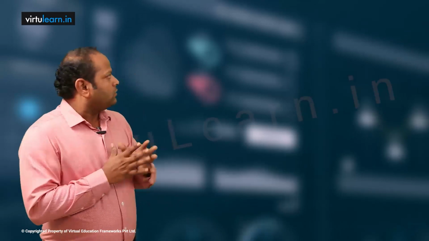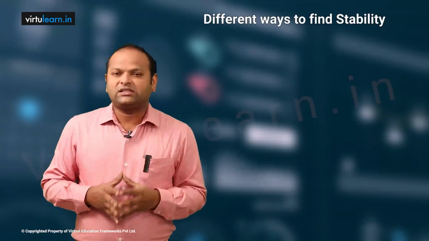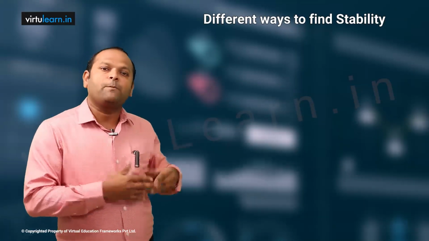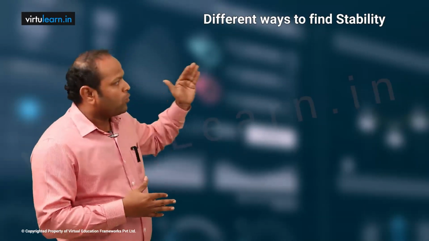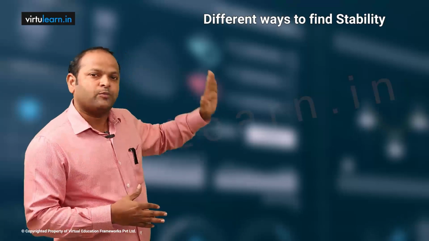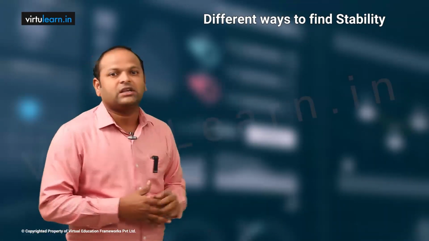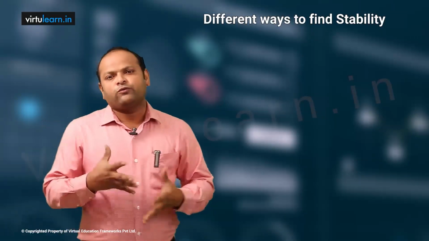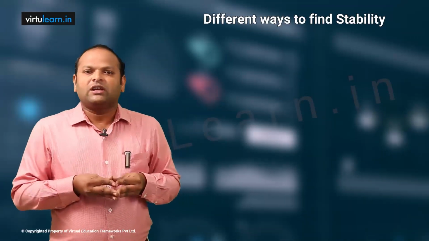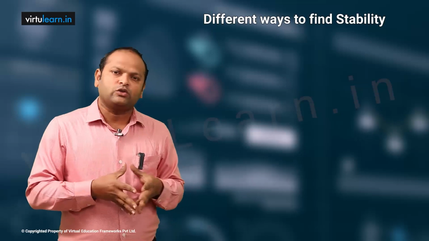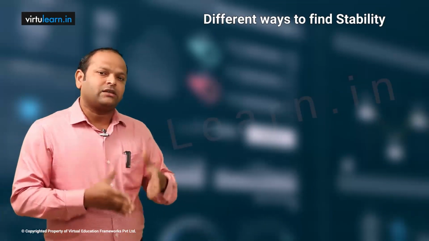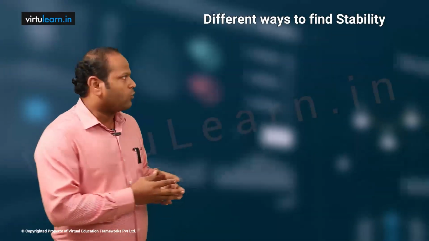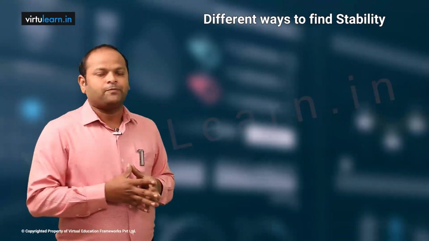Next, what are the ways to find the stability? We know the stability definitions and also impulse responses and pole locations. Based on the pole locations we can say what the stability of the system is. But it is not always easy to find the closed loop poles. It is very difficult to find the closed loop poles. Therefore, there are different methods to find the stability of the system. Let us look at the different ways.